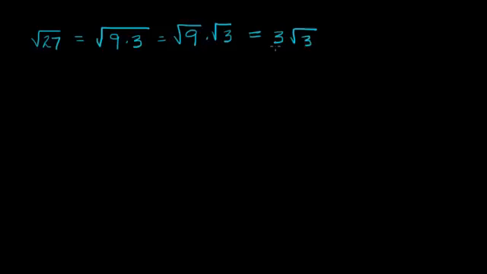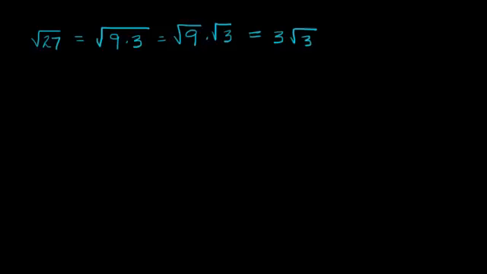As we go to 4, we get 16, right? 16 is not a factor of 27. So it looks like we want to use 9 times 3, which is the square root of 9 times the square root of 3, or 3 times the square root of 3. Now we have simplified that radical.